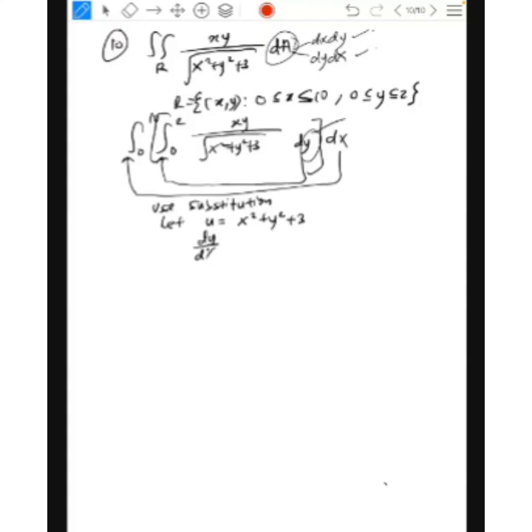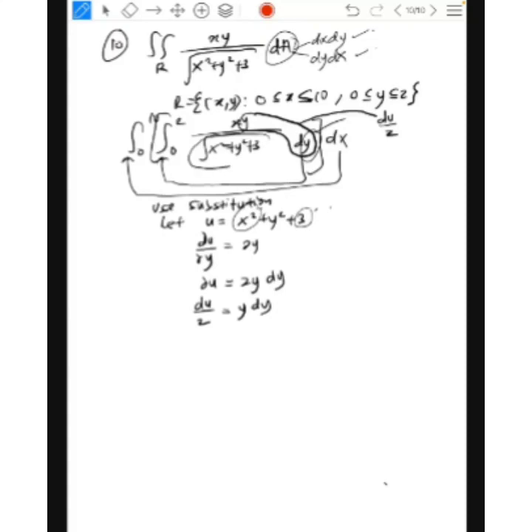Okay, so if I differentiate this with respect to y, del u del y: x is constant, so constant differentiates to zero, 2y, and 3 is also constant, so zero. So I will get 2y dy. Okay, du equals 2y dy, or du over 2 equals y dy. So this is your y dy, which will become du over 2. And then the denominator has become square root u.